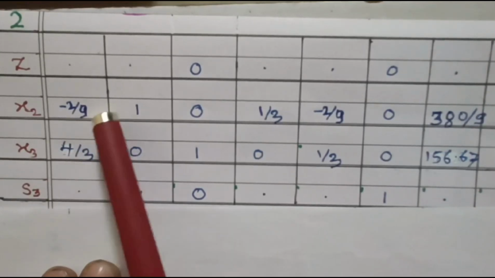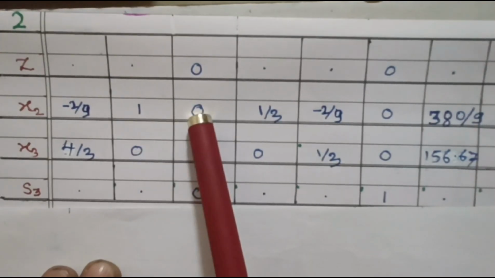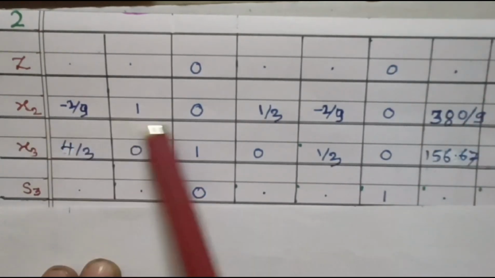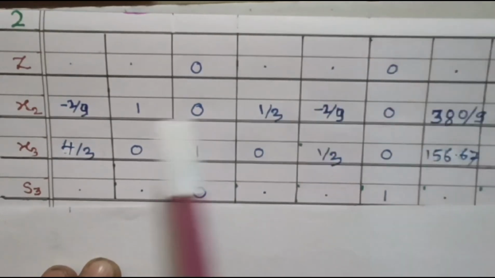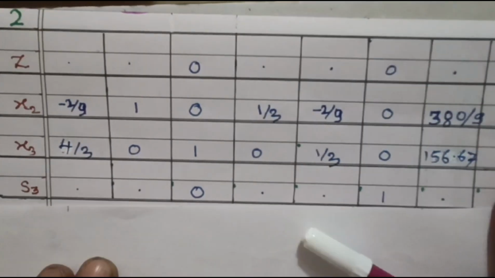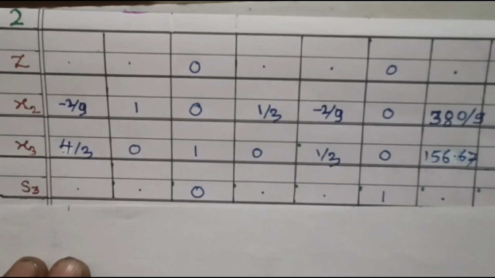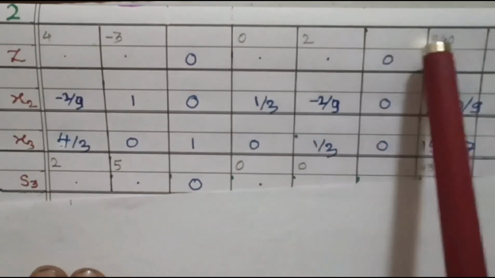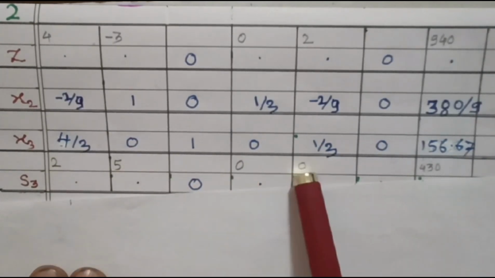The key element was 3. So we get these elements: -2 upon 9, 3 divided by 3 is 1, 0 divided by 3 is 0, 1 divided by 3, -2 divided by 9, 380 divided by 9. So this part is taken from the first iteration. Now the remaining elements, 5 elements from the Z row and 5 elements from the S3 row, we write using pencil in the upper line. Writing the numbers in the upper line, we get this simplex table. So the numbers are written by pencil in the upper line: 4, -3, 0, 0, 940 from the Z row, and from the S3 row 2, 5, 0, 0, 430.